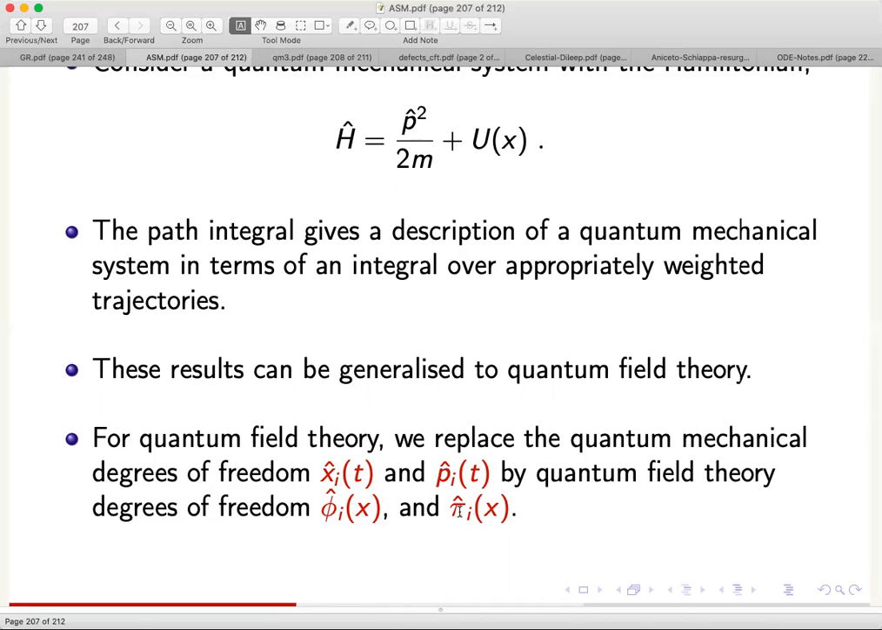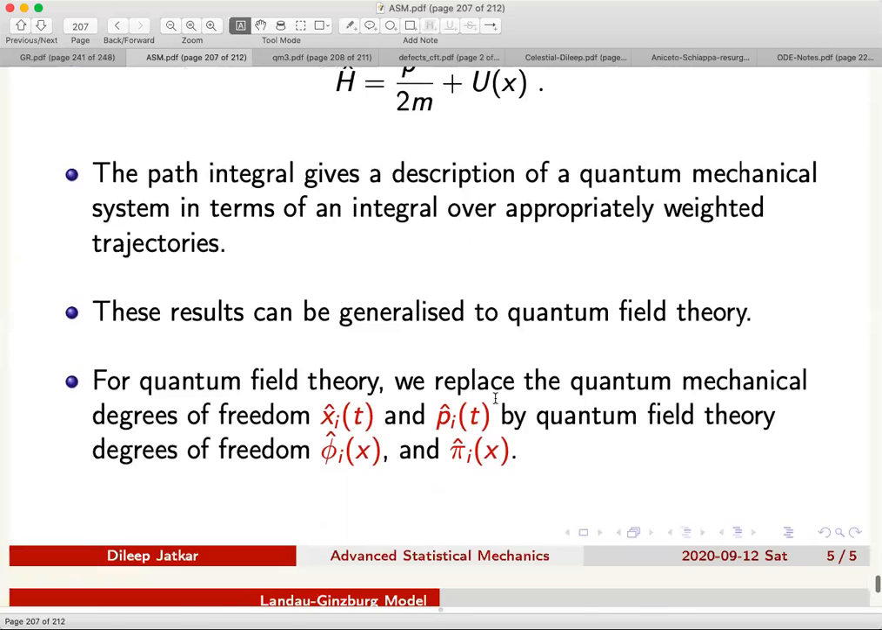Okay, pi I are the conjugate momenta corresponding to phi I. And the conjugate momentum in a Lagrangian formulation is defined as the derivative of the Lagrangian with respect to the time derivative of the dynamical variables. So del L by del phi dot. Okay, that is what is pi. If you do it for phi dot for the ith scalar field, then it will give you pi I. Okay, so those are the degrees of freedom which are analogs of the quantum mechanical degrees of freedom x and p.